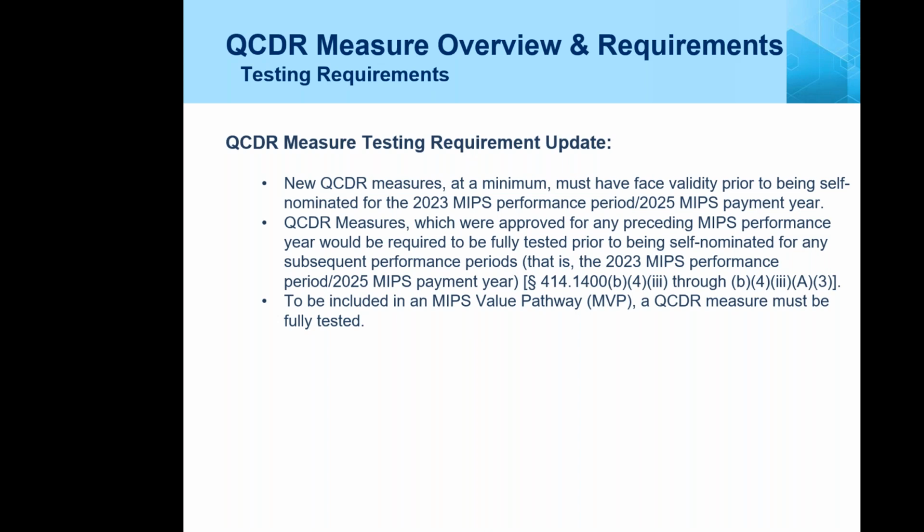So an overview or an update on the QCDR measure testing requirement. New QCDR measures, at a minimum, must have face validity prior to being self-nominated for the 2023 MIPS performance period, which in turn is the 2025 MIPS payment year. So measures which were approved for any preceding MIPS performance year, or what we call existing measures, would be required to be fully tested prior to being self-nominated for any subsequent performance period. The caveat to this, the new measure idea, is that to be included in a MIPS value pathway, the QCDR measure must be fully tested. There is no incremental testing requirement for the MVP. Next slide, please.